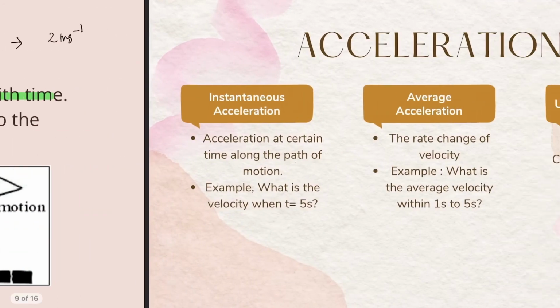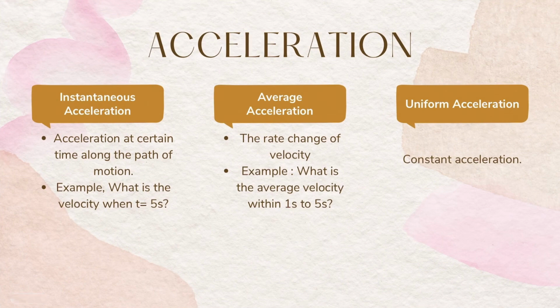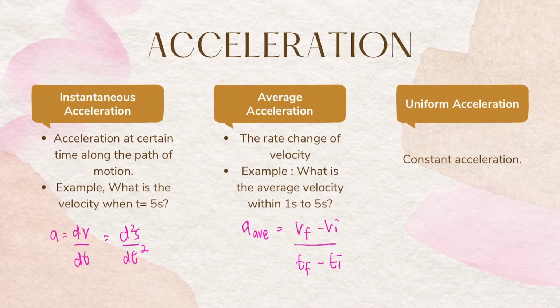Okay, then kita ada 3 acceleration ni, samalah instantaneous, average acceleration dan uniform acceleration. So kalau this one ni adalah A equals to V instantaneous dv over dt, ataupun d square s over dt square. Okay, kalau average acceleration, A average equals to V final minus V initial over T final minus T initial. Then we have uniform acceleration. Uniform acceleration, same as before lah, is a constant. Acceleration means that the rate change of velocity is constant.